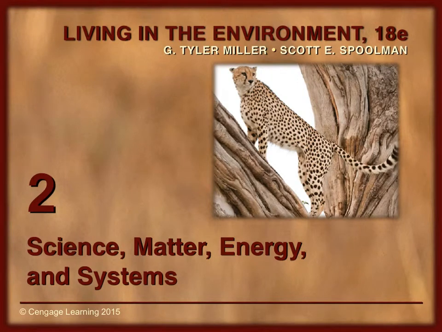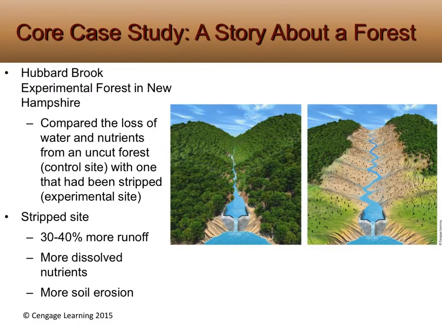Chapter 2, AP Environmental Science, Matter, Energy, and Systems should be more or less a review of chemistry and basic scientific method principles. So let's do this. Back in the 1960s, there was the Hubbard Brook experiment in the forests of New Hampshire.